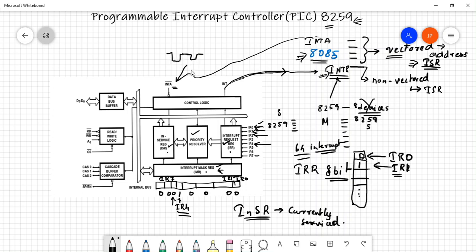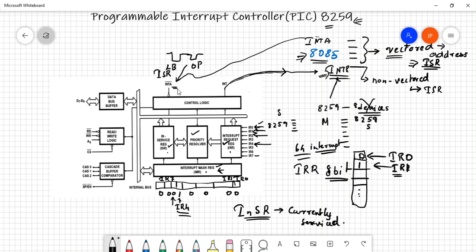With the second interrupt acknowledge signal, the 8259 will give the lower byte of the address. First it gives the opcode with the first INTA signal. So it is an acknowledgement from the 8085 processor that the interrupt that has been given by 8259 has been taken up. Now you may give the opcode and the address of the ISR.